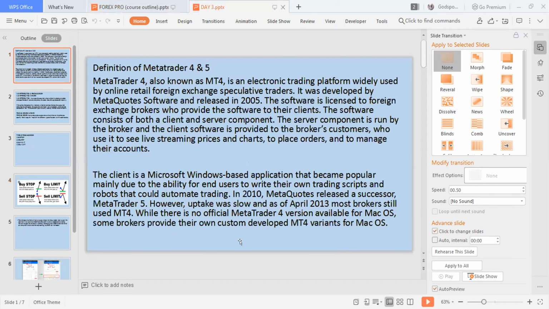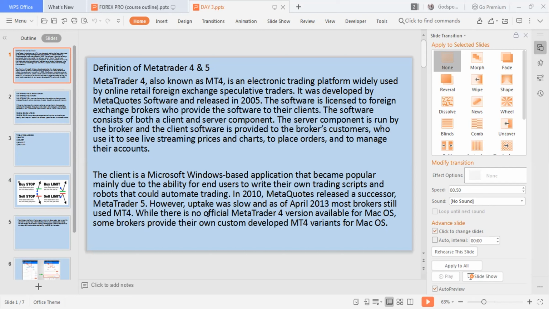MetaTrader 4 is an electronic trading platform widely used by online retail traders. It was developed by MetaQuotes Software and released in 2005. The software is licensed to foreign exchange brokers who provide the software to their clients. Who are the clients? You and I. The software consists of both a client and a server component. The server component is run by the broker, and the client software is provided to the broker's customers. The server components are what the brokers will deal with, while the client software is what you and I will use to win in the financial market.